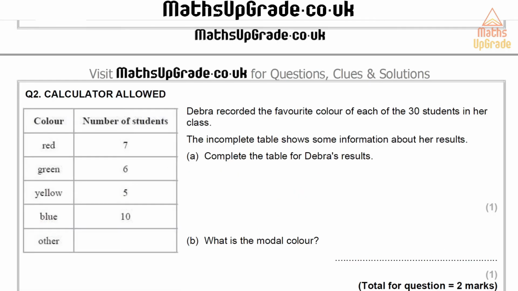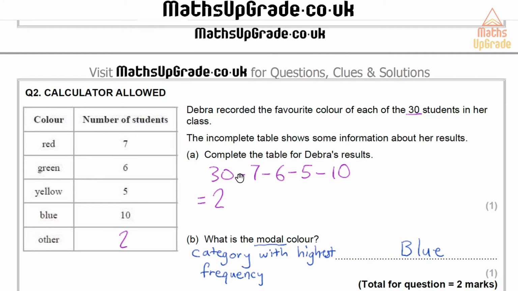In question 2, Deborah recorded the favourite colour of each of the 30 students in her class. The incomplete table shows some information about her results. We need to complete the table for Deborah's results. First of all, we know that there's 30 students in the class, and so all these numbers here must add up to 30. So the missing number must be 30, subtract all these other numbers, which gives us 2.